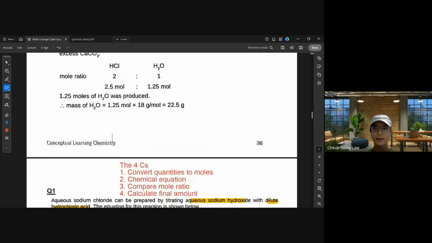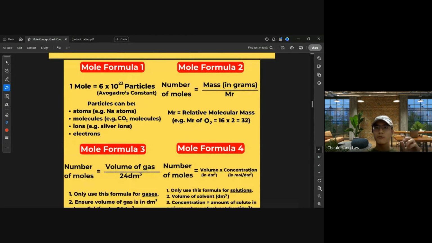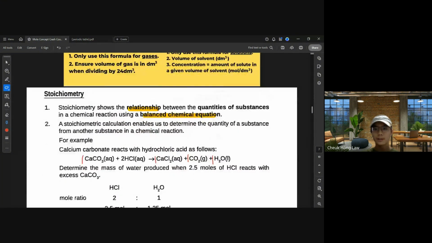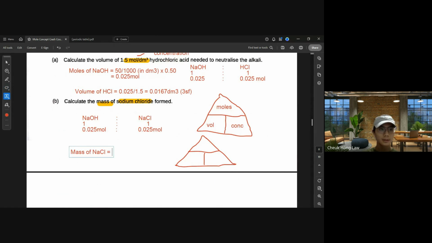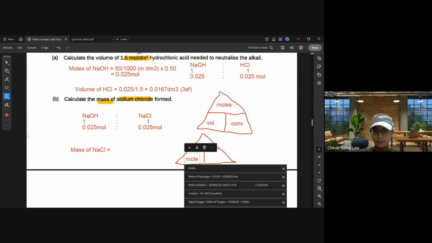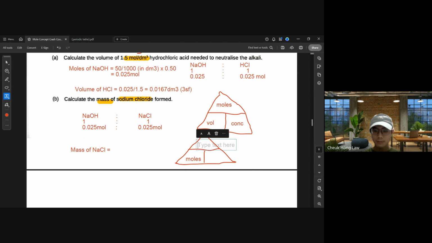Okay, so if I scroll up, this will be mole formula 2 because I'm finding mass. So if I want to find mass, number of moles equals mass over MR. I'm going to write it in the triangle first. Number of moles equals mass divided by molar mass. So if I want to find mass, it will be moles times MR.